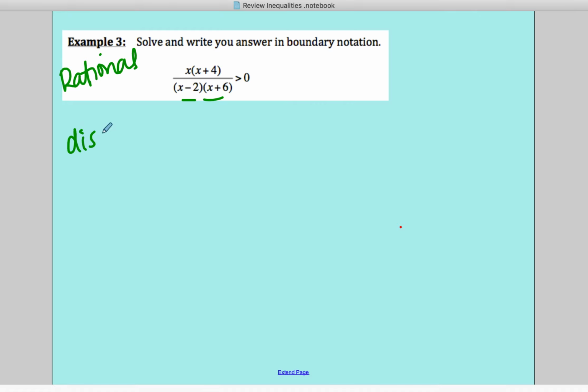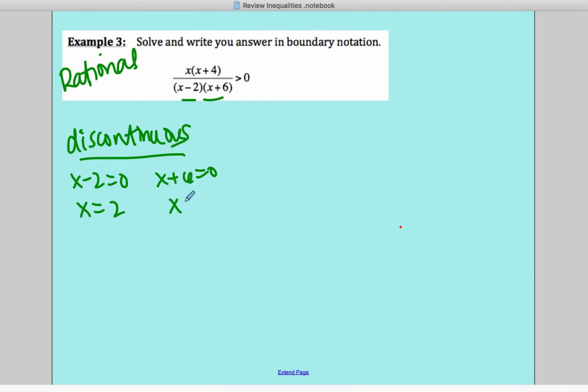So I am discontinuous when x minus 2 equals 0 and x plus 6 equals 0. So at x equals 2 and x equals negative 6. Whenever you find your points of discontinuity, regardless of this inequality sign, it is always an open circle, or it is not included. So always an open circle or dot, whatever you use. It's always an open circle on your number line because we're going to have to do the number line check. So those are my points of discontinuity.